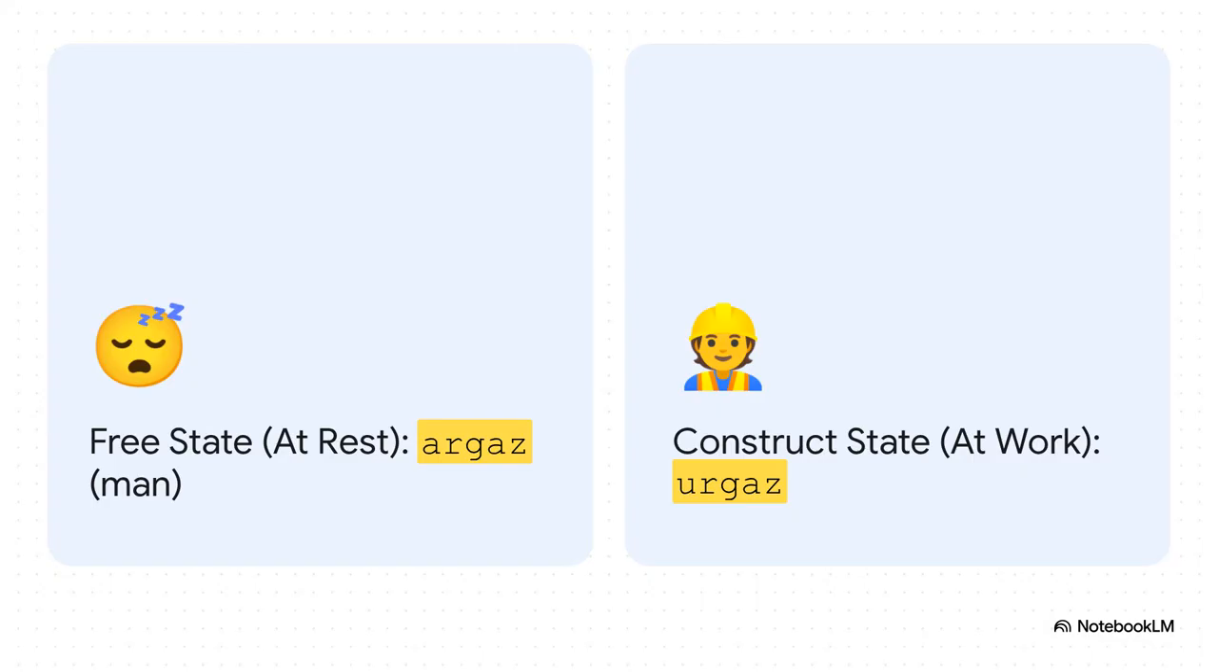So, think of it this way. You've got the free state. That's the noun, just chillin', at rest, like how you'd find it in a dictionary. But when it gets a job to do in a sentence, bam, it changes into its construct state. It's kind of like it's putting on its work uniform. So the word for man, which is argaz, becomes ergaz as soon as it's the one actively doing something.